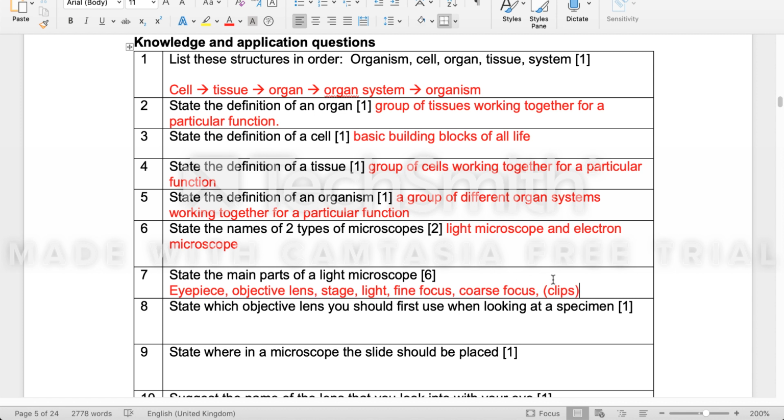And the reason why I didn't put it in the 6 main parts is because some microscopes actually don't have clips. Okay, some microscopes actually just have an inverted stage, so it's a stage that's not completely flat. It's kind of on an incline, and what you can do is you can actually just place your slide on there, okay, and it won't move around. The clips just help it stay in place. Okay, so that's why I put it in brackets here. You can use it. If I was a teacher, I would accept that as an answer, but just so you know, it's not one of the 6 major parts of a microscope.